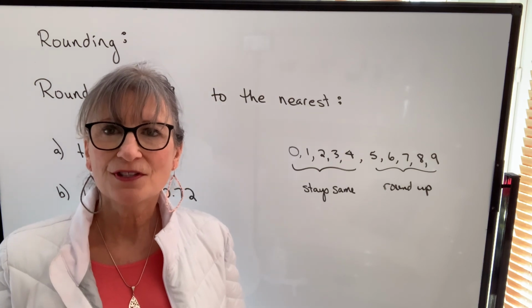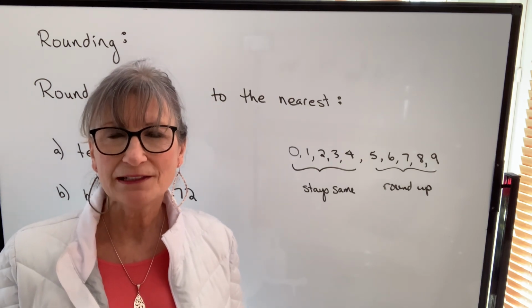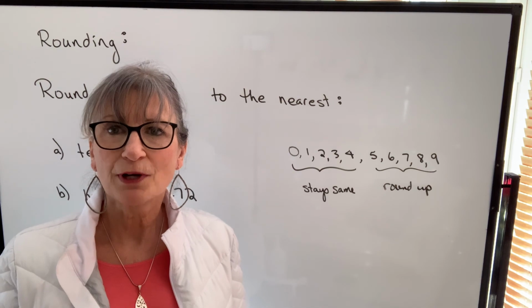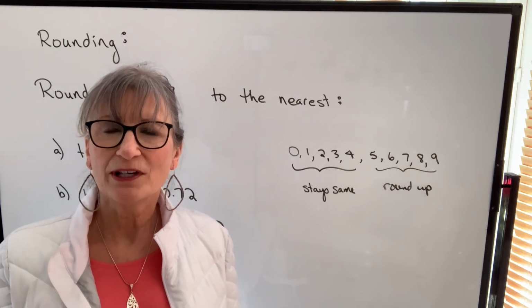Know your place values so that you can round off to the appropriate place, and also know the rules for rounding. When does the digit stay the same and when does it increase by 1?